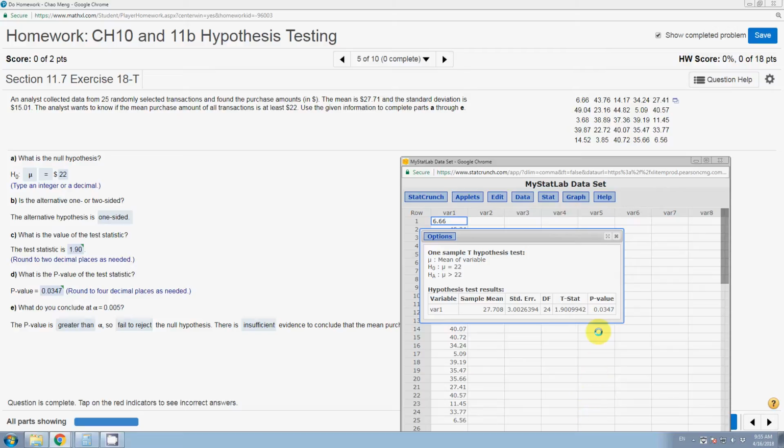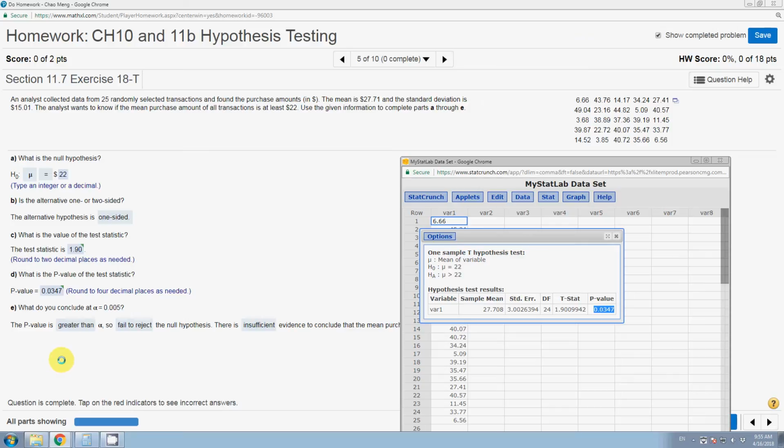So then we get the p-value. And of course, because in the alternative hypothesis we said it's greater than $22, it's going to be the one-sided. If it's not equal to, that's two-sided. Okay? So that's one-sided. And test statistic, what is test statistic? In this case, it's a t-statistic. So that's a number we need to put in there. And the p-value, we just copy the p-value in there.